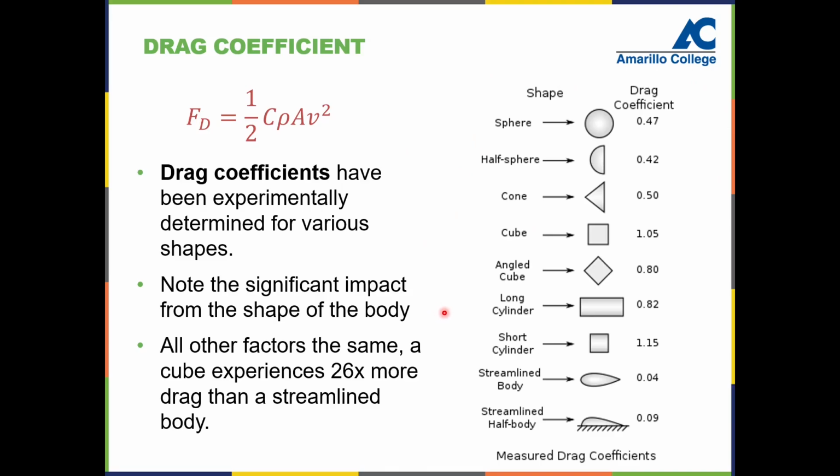Now, I want you to take note of how wild the variation between these constants is. For example, the streamlined body has a drag coefficient of 0.04, so very, very small. The direction of this arrow is the direction of the flow of the fluid with respect to this solid body. If we have a cube on end where its flat face is facing the direction of flow, it has a drag coefficient of 1.05. So we can make a huge difference in reducing the force of drag by increasing the aerodynamic shape of our body.